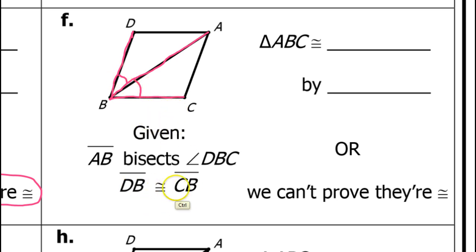Now, DB is congruent to CB. So here is DB, and here is CB. And then there's the shared side. Now this will be side, angle, side. We have the two sides and the angle in the middle. So these two triangles will be congruent by side, angle, side.